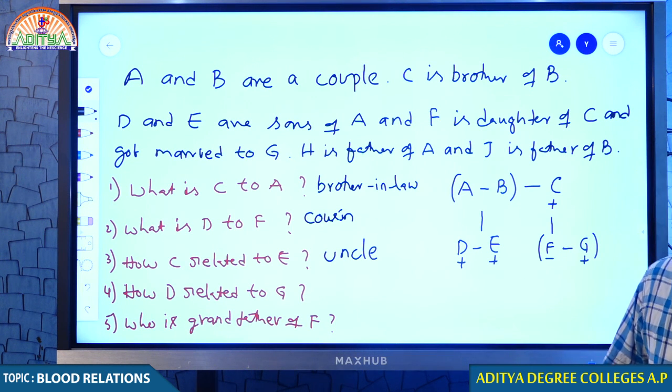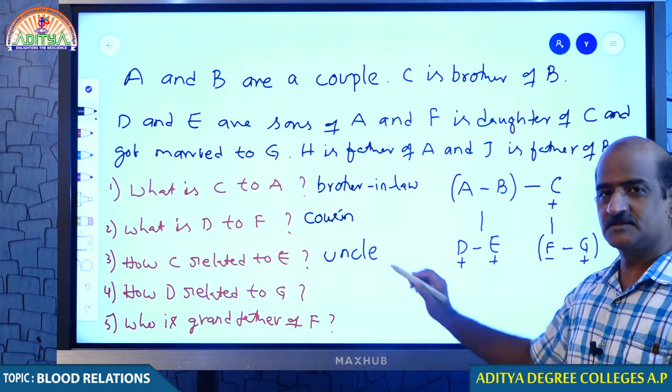Right. It is not maternal, my dear students. Somebody says maternal. How can you say maternal or paternal? Because we don't know the gender of B, no? Therefore, better you say uncle.